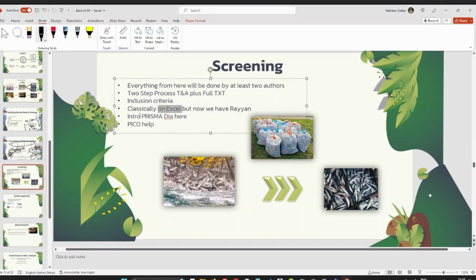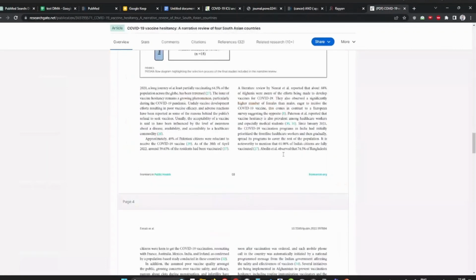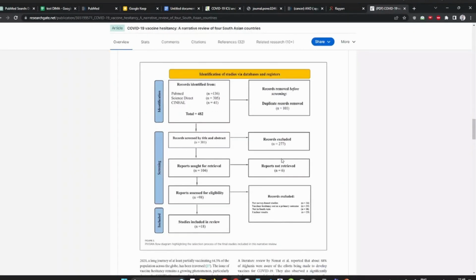This process of screening can be represented in a diagram, which we call a PRISMA diagram. The PRISMA group has made the criteria that I was talking about. For example, if you're doing a systematic review, they have put in certain guidelines: you have to do this in a review, this in a review, to make it a systematic review. The PRISMA diagram summarizes the whole screening phase. For example, we had a PRISMA diagram for this narrative review.